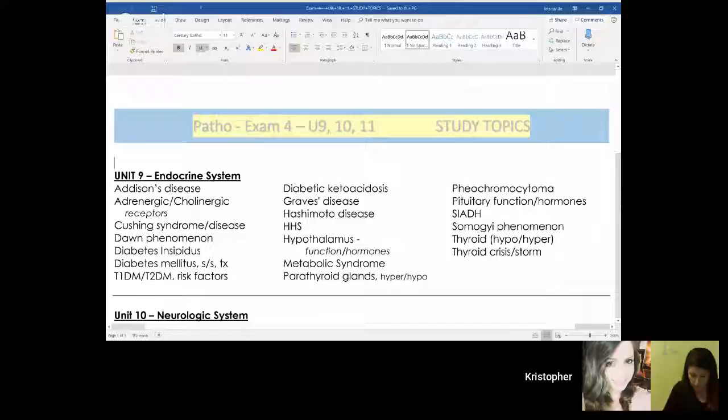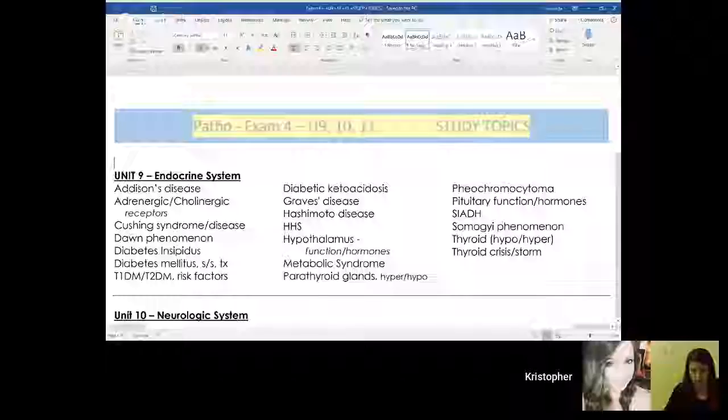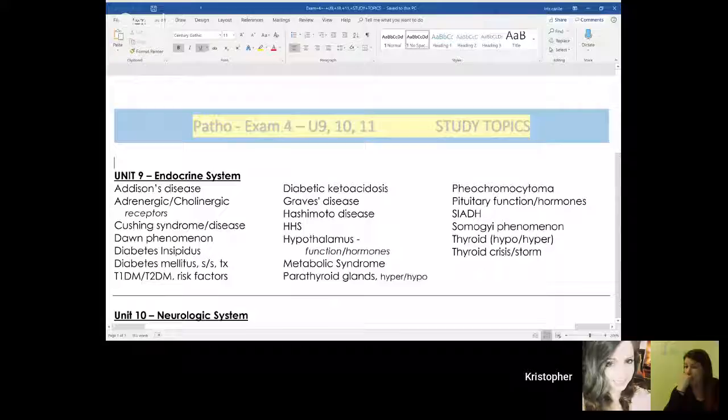Go through Addison's. Tell us what Addison's is. So that one is the opposite. It has decreased glucose, decreased sodium, increased potassium, decreased libido, obviously, decreased weight, severe dehydration, bronze skin. I think you just killed them all. I think you got them all.